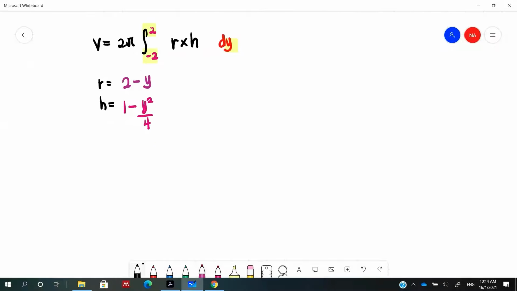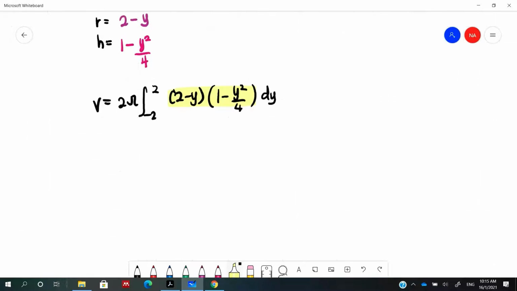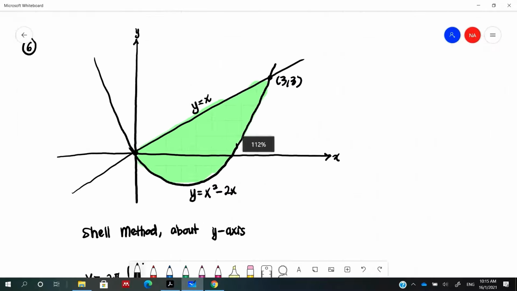So now we substitute inside the formula. So V is equal to 2 pi integrate from -2 until 2 of (2 minus y)(1 minus y squared over 4) dy. And then you expand that, integrate, and substitute the values from -2 until 2, and you get the final answer. All right, so that is for question number 5, and let's look at the last question here.